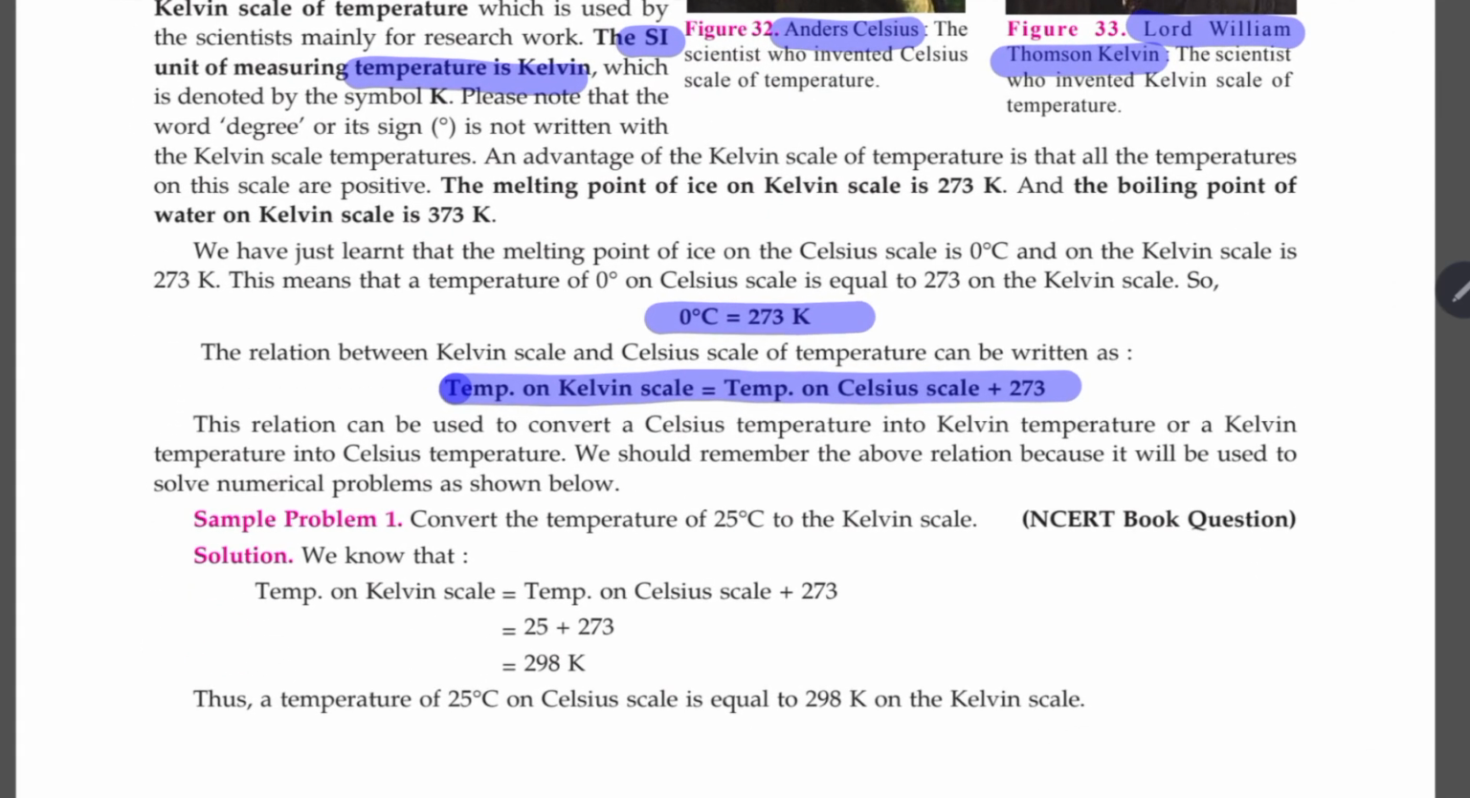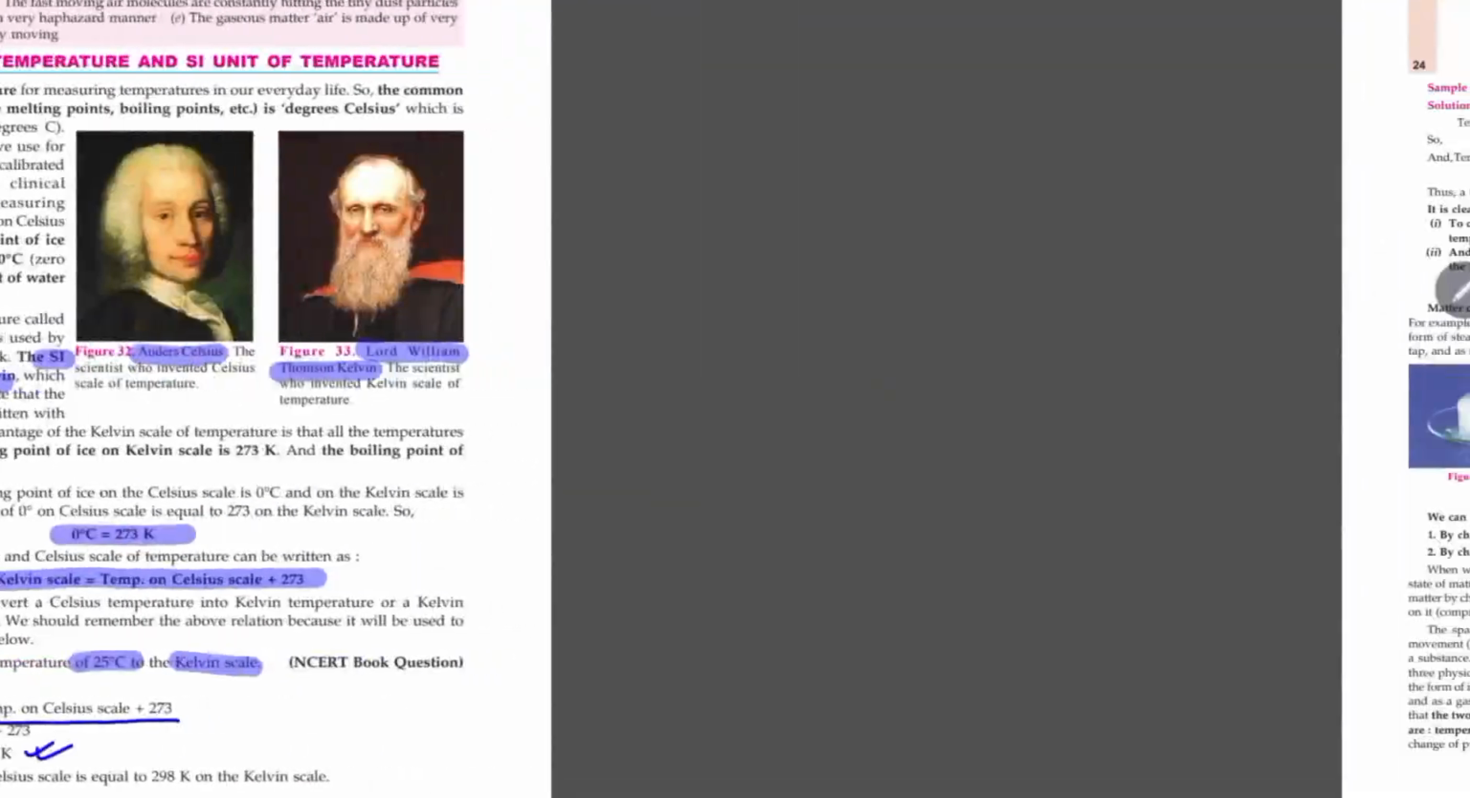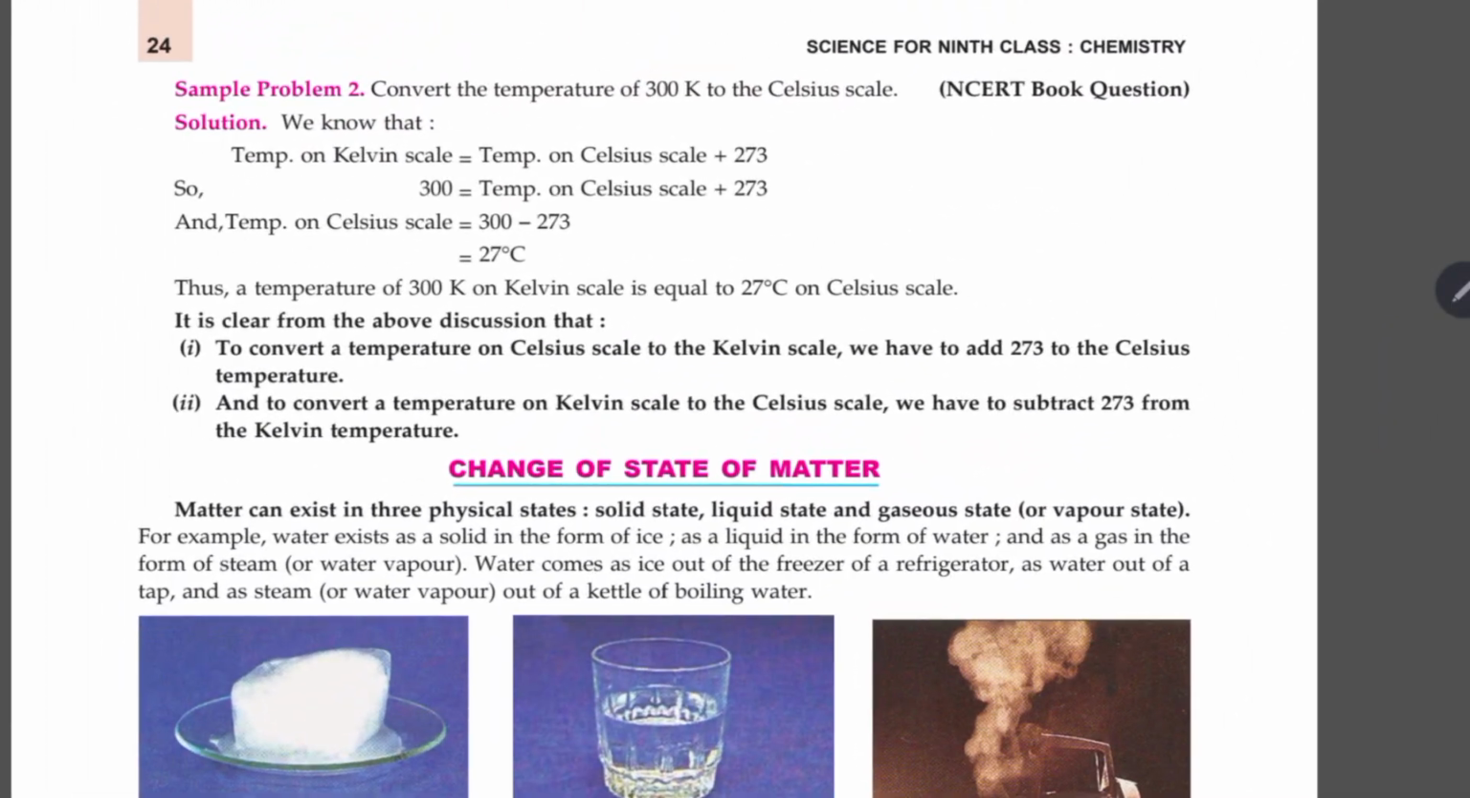So we can see numericals over here, which are from the NCERT book itself. Convert the temperature, and it's given 25 degrees Celsius. You have to convert it to Kelvin scale. Use the formula that Kelvin scale temperature is equal to whatever is given in degrees Celsius plus 273. We are using this formula and hence 25 degrees Celsius plus 273 gives us 298 Kelvin. So this was one such example from NCERT.